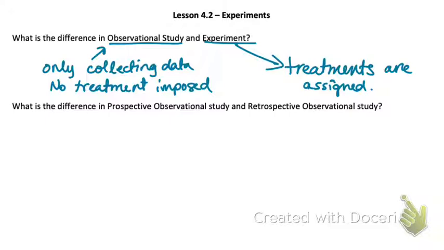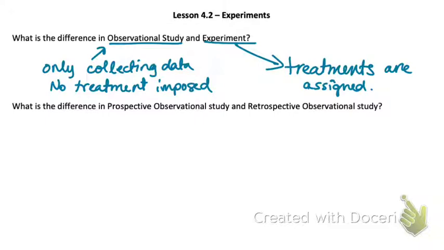Now, if I just stood here and watched you guys, I'd be the creepy dude at the park, okay? So observational study, I'm just collecting data, no treatment, no interaction. Experiment, there is some kind of interaction or treatment, even something simple like asking you to do something, okay?